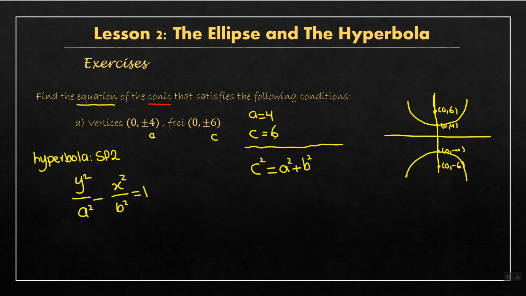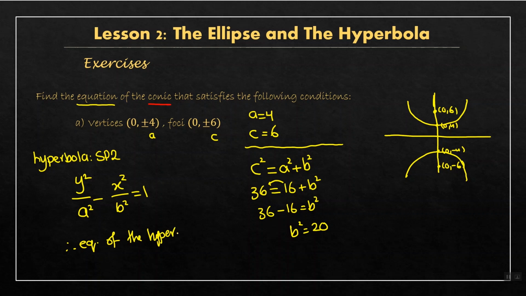Now let's substitute. C is 6, so 6 squared is 36, equals a is 4, so 4 squared is 16, plus b squared. Let's transpose the 16 to this side, so 36 minus 16 equals b squared, so b squared is equal to 20. We need b squared here, so therefore the equation of the hyperbola will be y squared over a squared, which is 16, minus x squared over b squared, which is 20, equals 1.